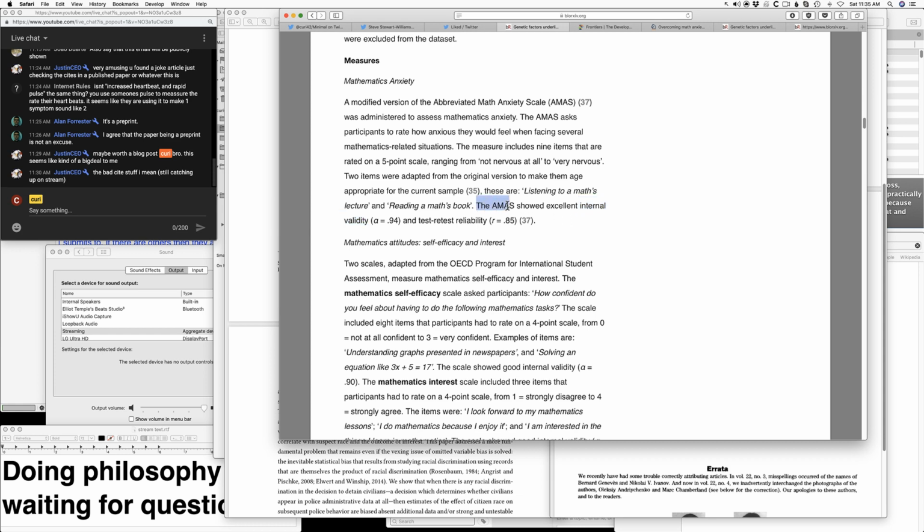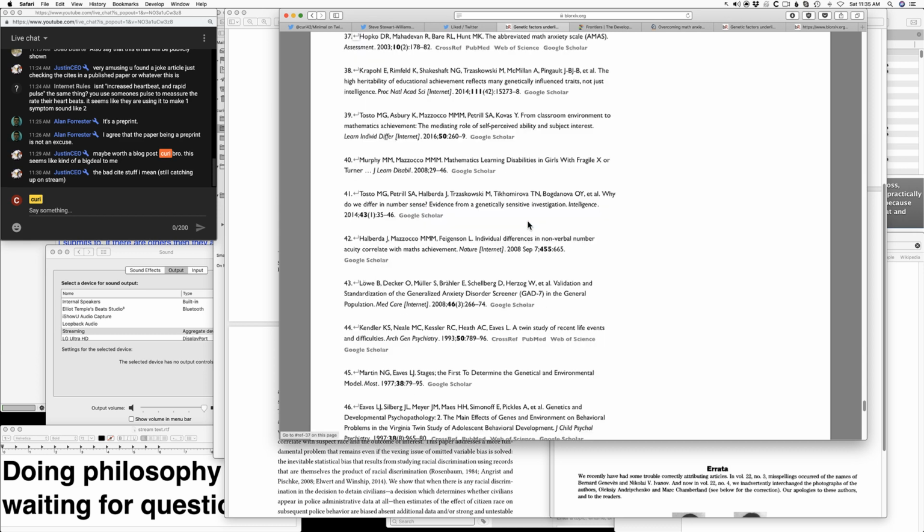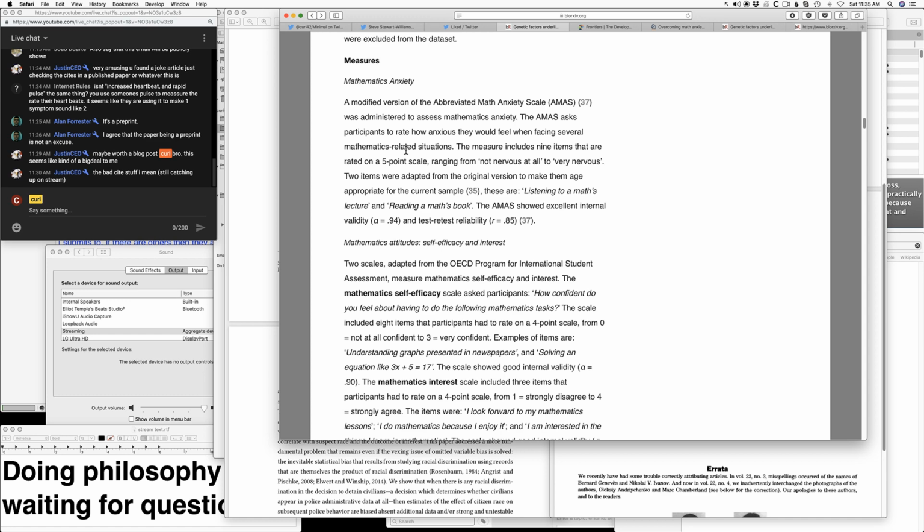Oh, wait. Oh, and that's the AMAS. That's not their own shit. So they mean the AMAS in general. According to this other paper, has those traits. But they changed it. Anyway, so the changes were these things, but they don't say what they changed from what to what. So I think these are the new versions, listening to a maths lecture and reading a maths book.